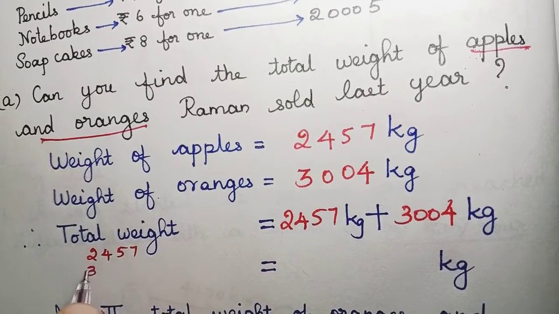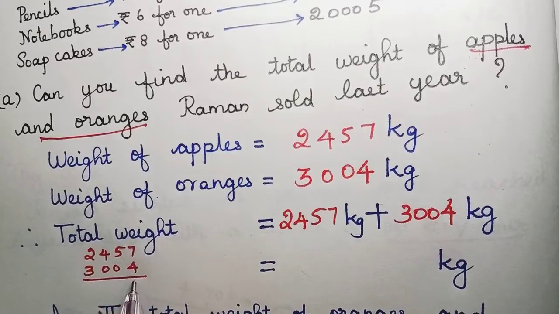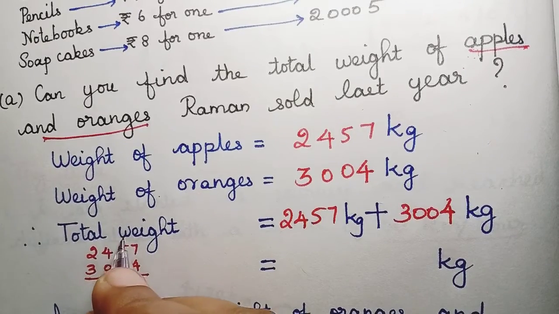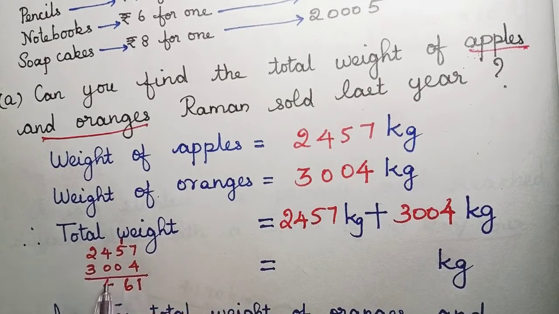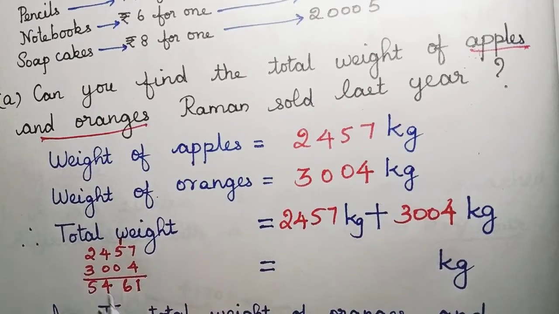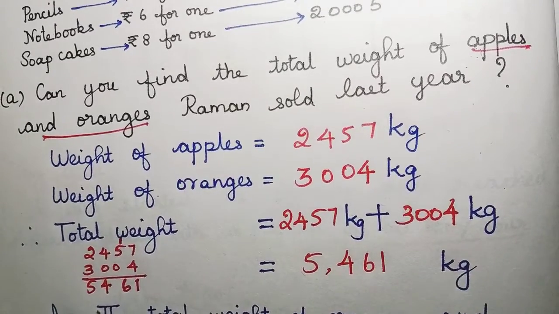2,457, 3,004. You add 7 plus 4 is equal to 11. So 1 balance, 5 plus 1 is 6. 4 plus 0, it's 4. 2 plus 3, 5. So the answer is 5,461 kilograms.